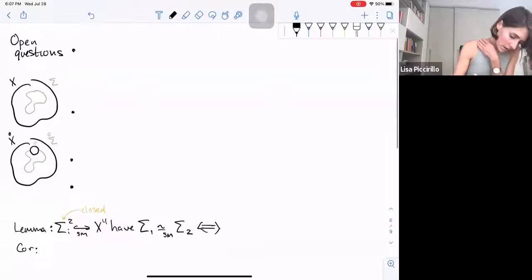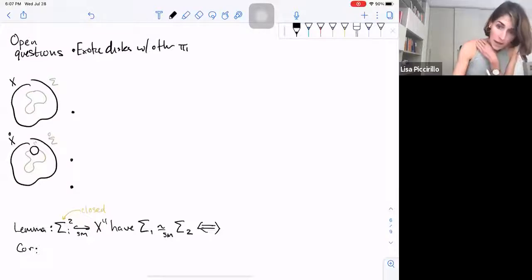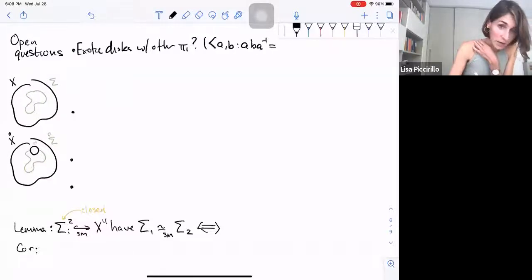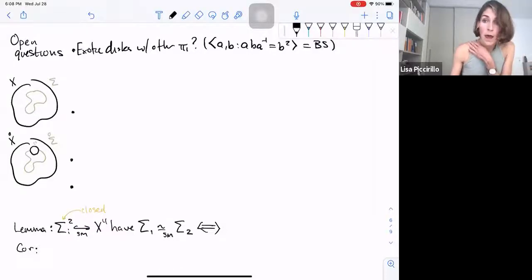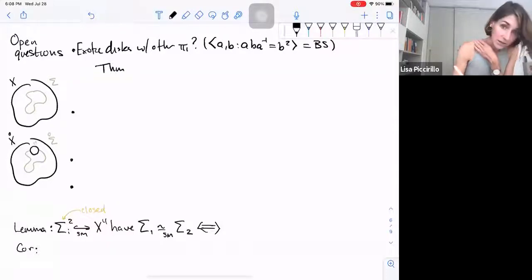did we really need Z there? Can you come up with exotic disks with other pi one? Let me suggest that there's a good pi one you might want to aim for as your first shot, and it would be maybe this group that has this presentation, which is sometimes called the Baumslag solitaire group. The reason this is a good first group to aim for is that here the topological situation is understood. So this was also Conway Powell.